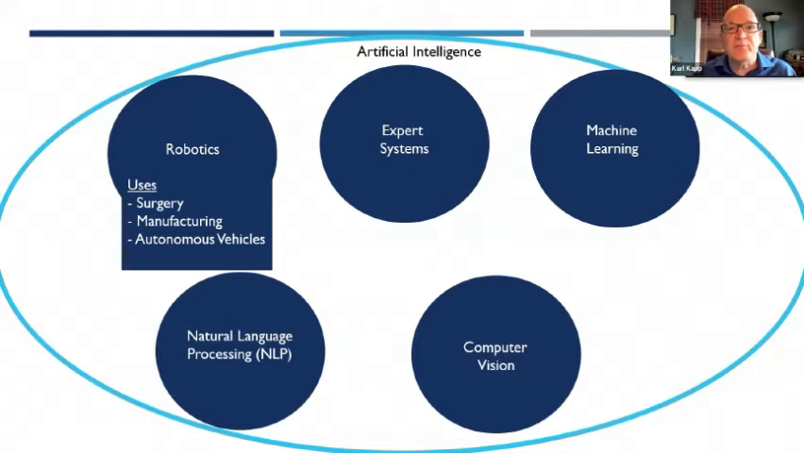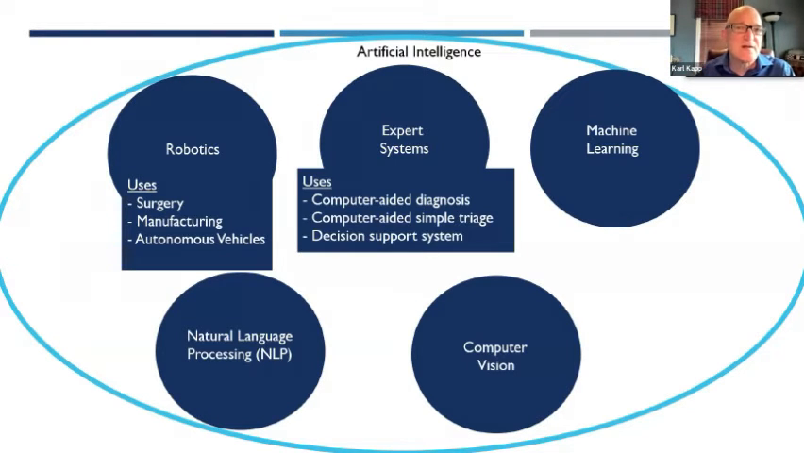Now, also under the umbrella is this thing called expert systems. And this is where they try to mimic the knowledge and information and ideas of experts so that a novice or less expert person can gain experience. So there's maybe computer-aided diagnostics, so you can figure out kind of troubleshooting. There's computer-aided simple triage when it comes to life science or medical industry. And there's decision support systems. The military uses them, financial organizations use them to help you make intelligent decisions. So that's another branch of artificial intelligence.